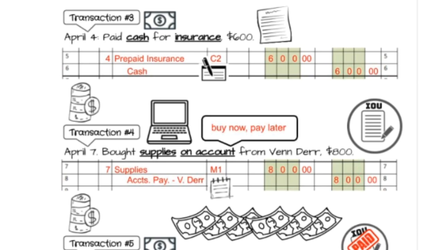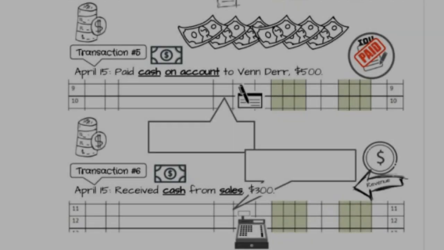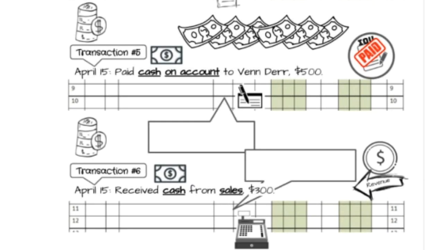And our source document for this one is M1, M standing for memorandum. There's not another source document that goes for this. So we're going to write a memorandum out that we bought supplies from them. It's M1. Transaction number 5 says we paid cash on account to vendor.